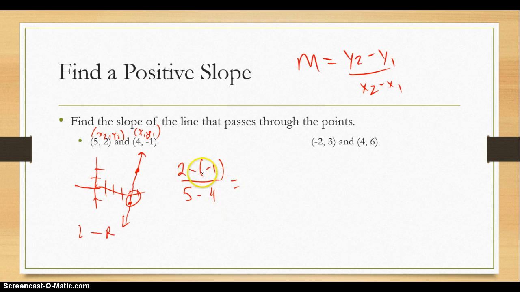So then 2 minus -1, well, we know this turns into 2 plus 1, which equals 3, and 5 minus 4 is 1. So we know the slope of this line is 3.